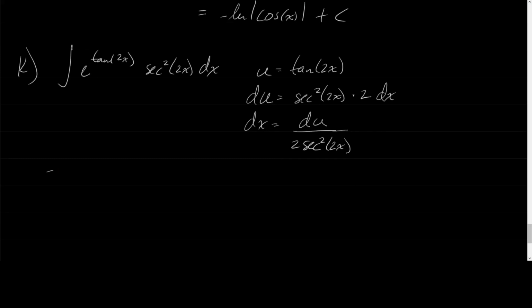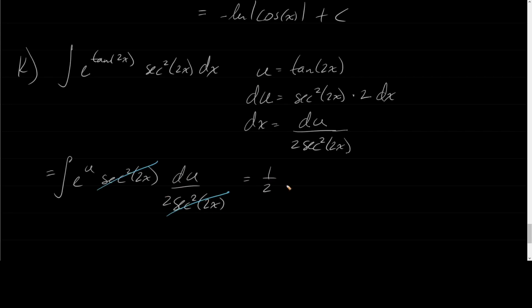Now we can say here we have the integral of e to the tan of 2x, that was our u. So e to the u, secant squared of 2x, which we did not use for our substitution, dx, that's du over 2 secant squared of 2x. At that point, we see the secant squared of 2x cancel out, so we end up with just 1/2 times the integral of e to the u du.